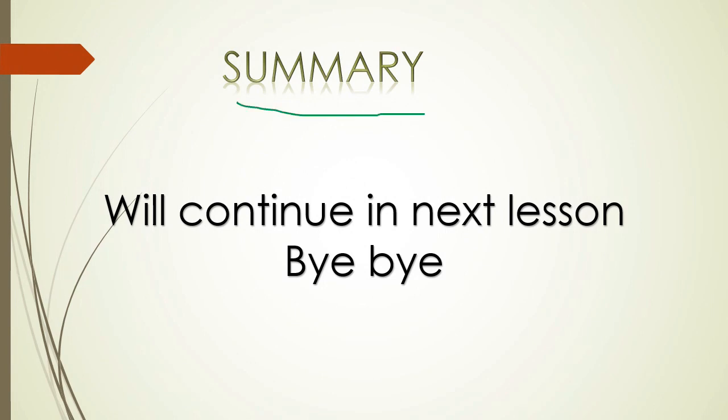In summary, we have looked at two types of display boards, that is the chalkboards and the whiteboards. Remember, we have several other types of display boards like the magnetic boards, the flannel boards, and the pegboards. So in our next lesson, we shall continue with the rest of the display boards.